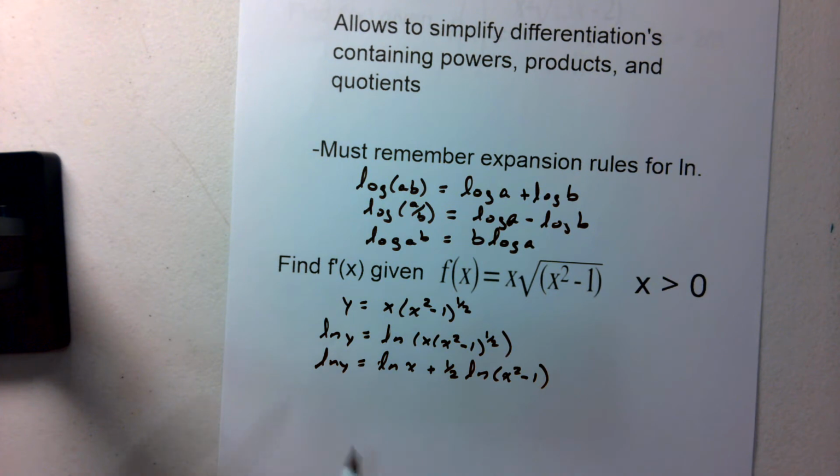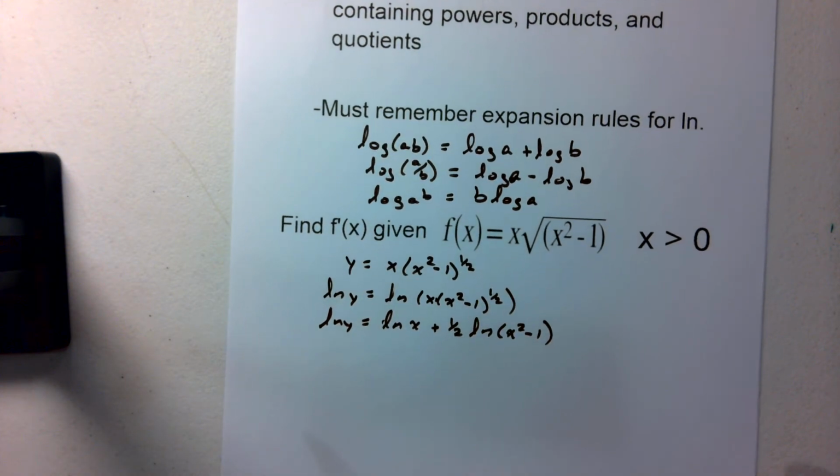I did a couple of things there. I have multiplication, so multiplication can break up through addition of natural logs. And I have a power that's going to come to the front of my natural log. You have to be very careful as you do this, because we cannot bring this 1/2 to the front of everything, because that 1/2 power is just with that x squared minus 1. So be careful with that as well.